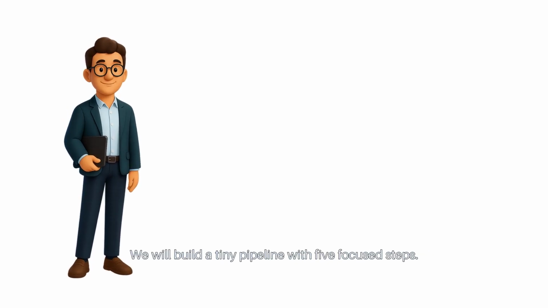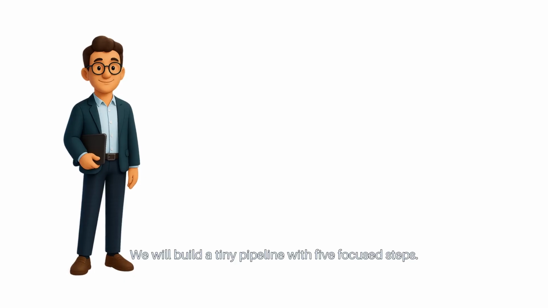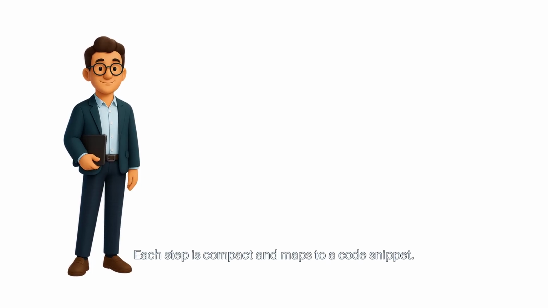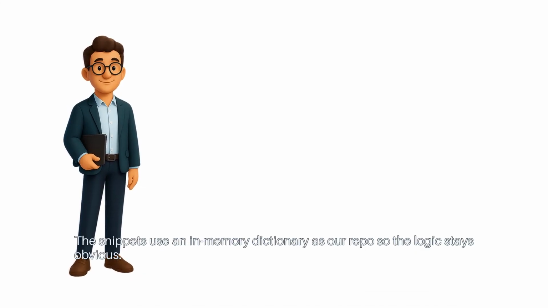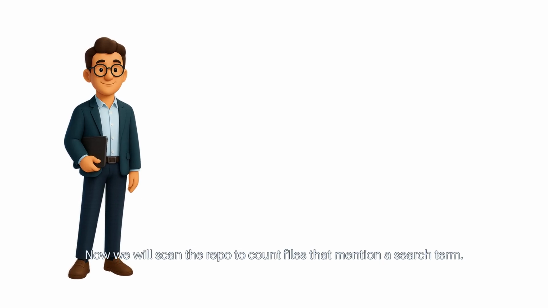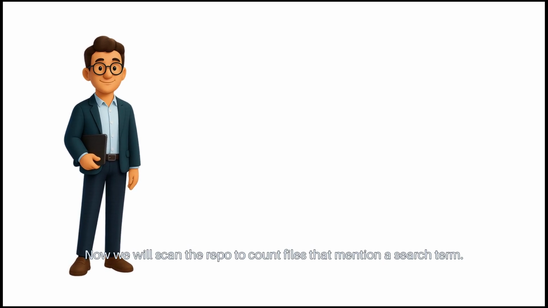We will build a tiny pipeline with 5 focused steps. Each step is compact and maps to a code snippet. The snippets use an in-memory dictionary as our repo, so the logic stays obvious. Now we will scan the repo to count files that mention a search term.